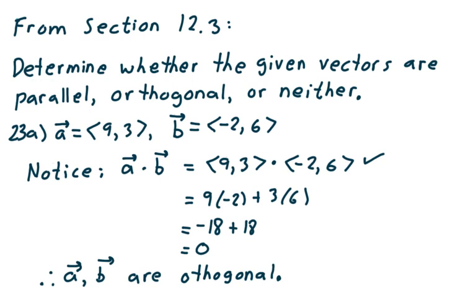And so this is 9 times negative 2 plus 3 times 6, which is negative 18 plus 18, which is equal to 0. And that shows a and b are orthogonal. That's 23a.